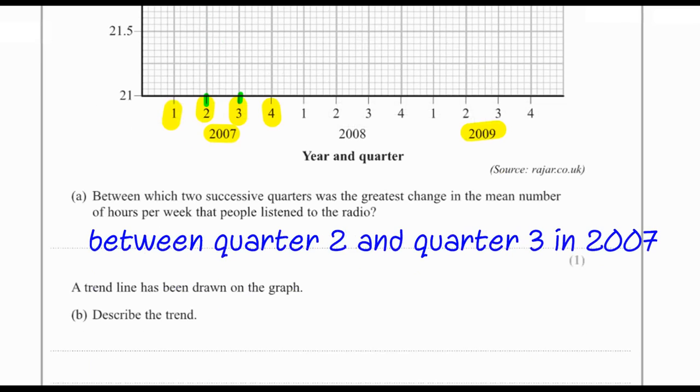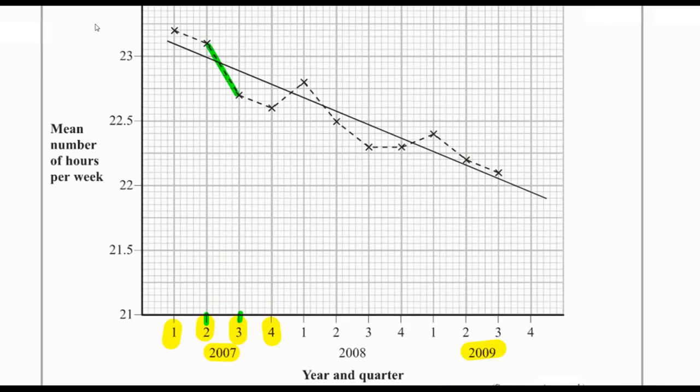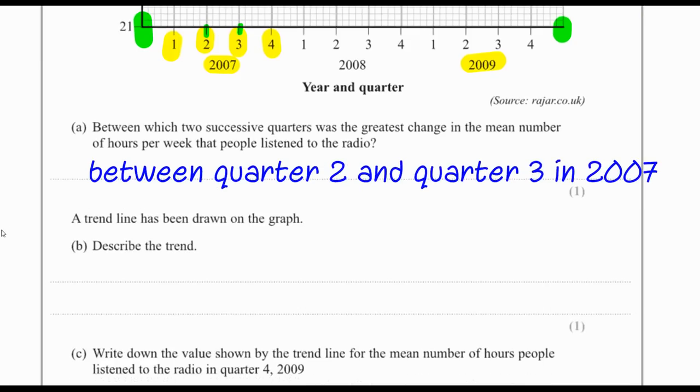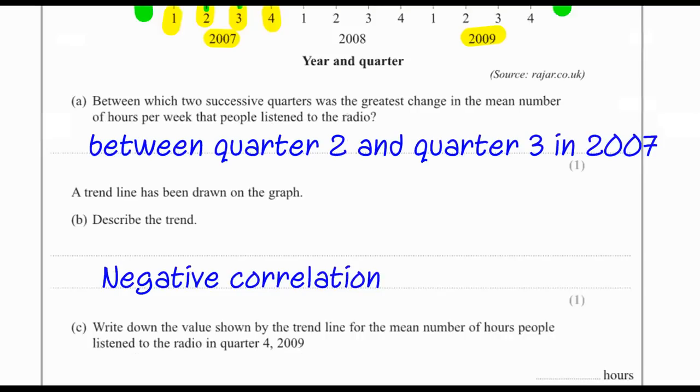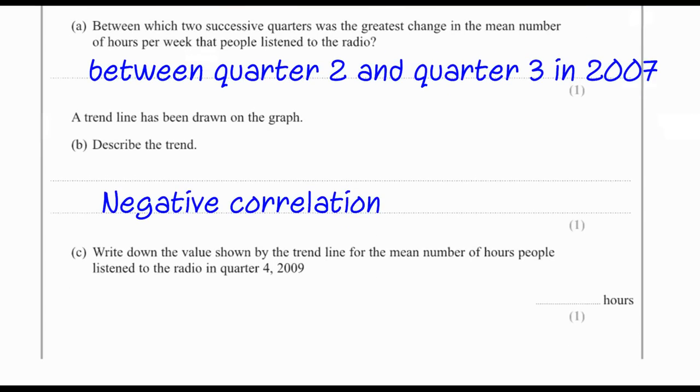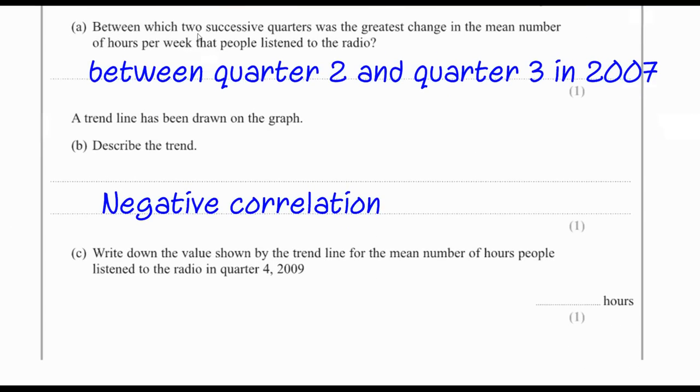A trend line has been drawn on the graph. We can see that. Describe the trend. Well, is it sloping up or is it sloping down as we go from left to right? It's definitely sloping down, so therefore it is a negative trend, it is negative correlation. That's all we write for 1 mark. Negative correlation. C. Write down the value shown by the trend line for the median number of hours people listened to the radio in quarter 4, 2009.